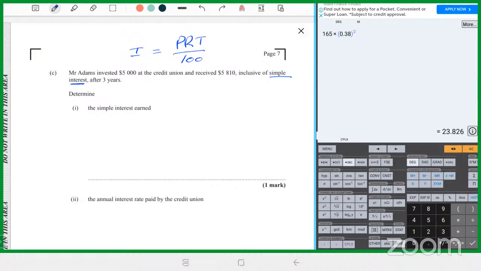Based on the fact that the amount received was 5,810 after investing 5,000, it is clear that the interest amount is 5,810 minus 5,000, which is $810. And I think they asked that in the first question here. What is the interest? The simple interest is simply the total amount at the end minus the amount invested, which is 5,000.